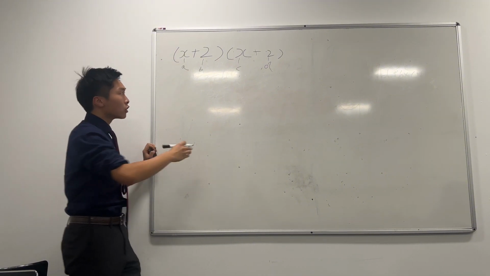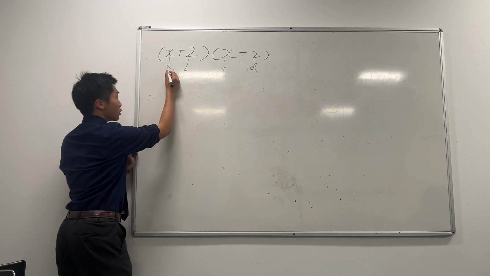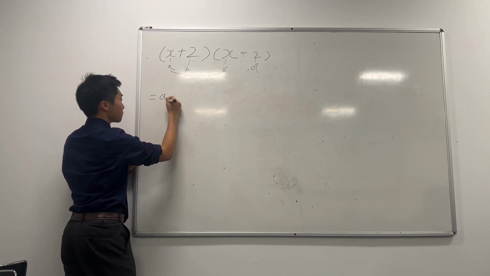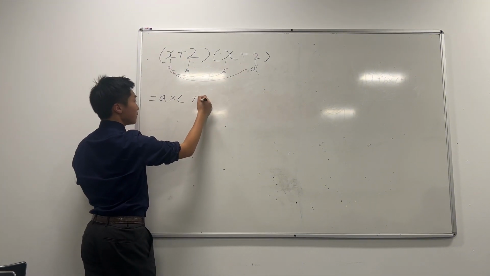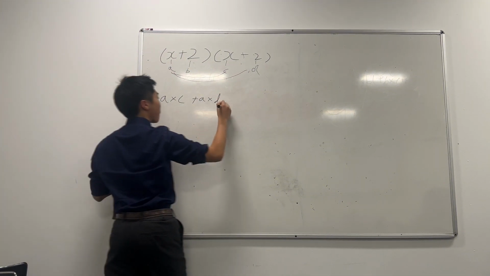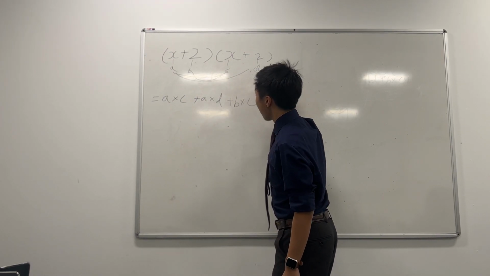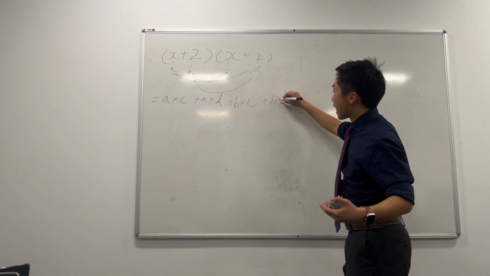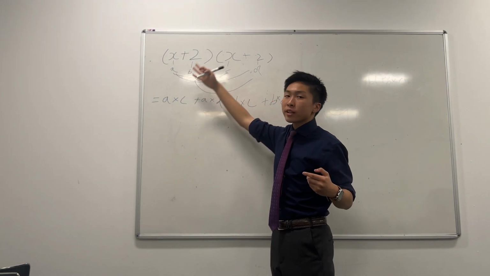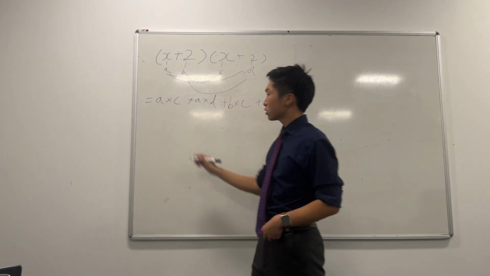So how do you get the answer when there's 2 terms in each of the brackets? Here's what you do. You use A times C plus A times D plus B times C plus B times D. So notice what we're doing is that we're making sure everything multiplies with each other, and then that's how you get your final answer.